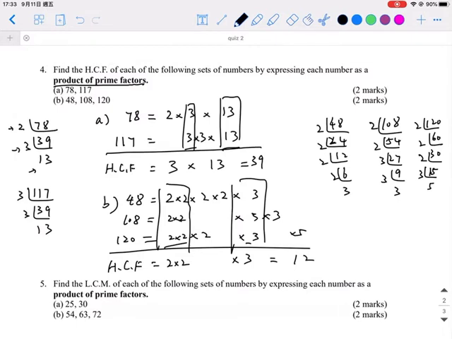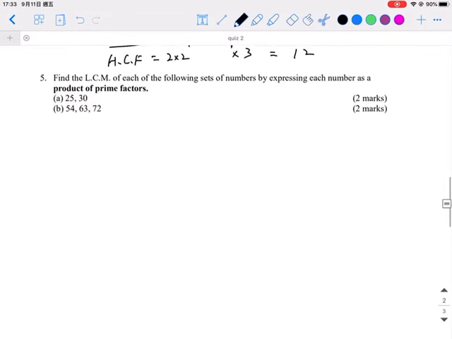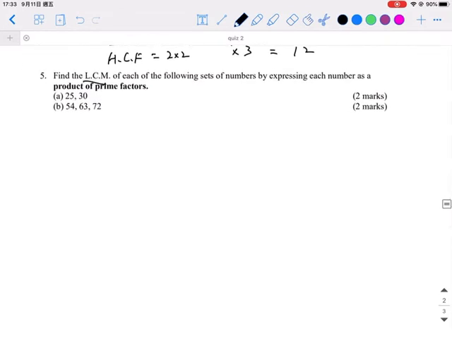So remember, this is the method of product of prime factors. Don't use the short primary school method in the examination, otherwise you will get no marks. For the fifth question, find the LCM, also use the method of product of prime factors.